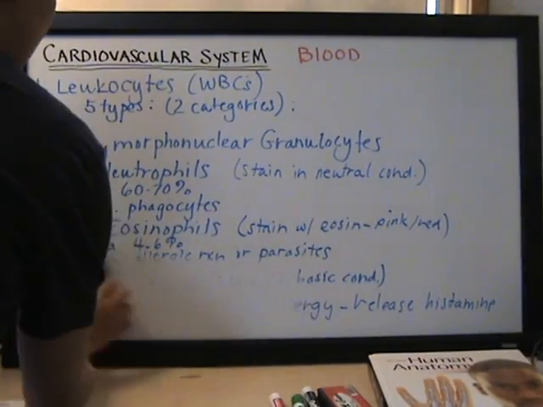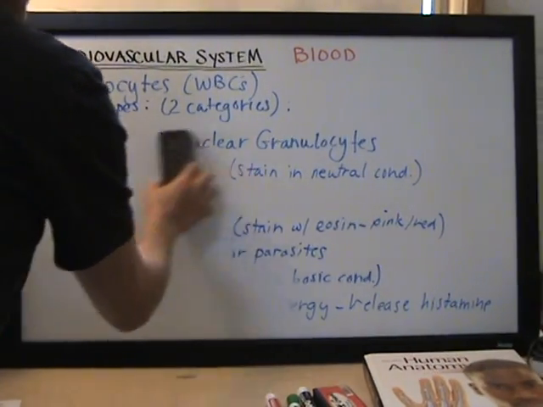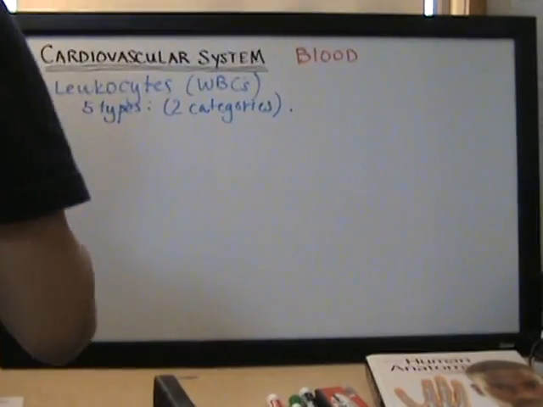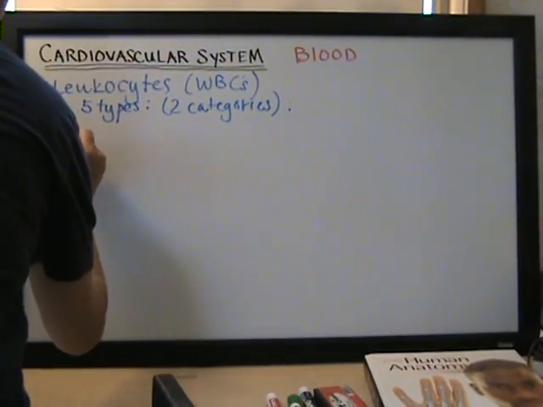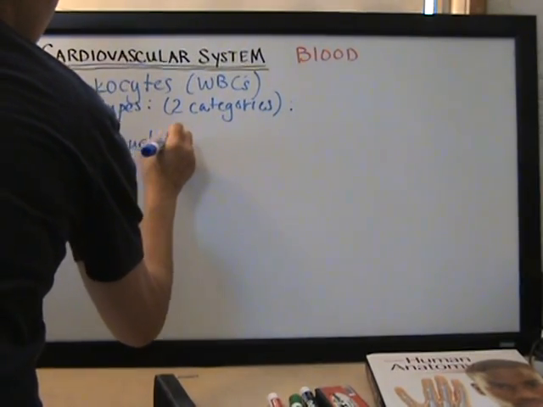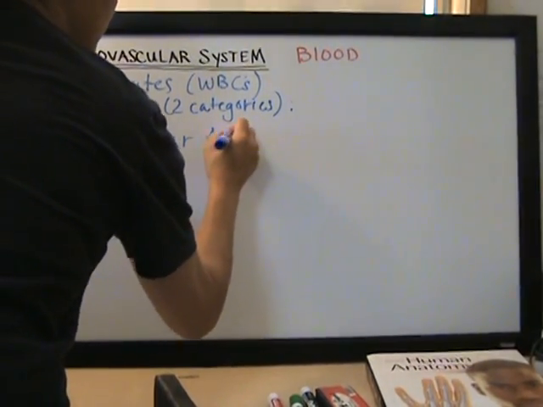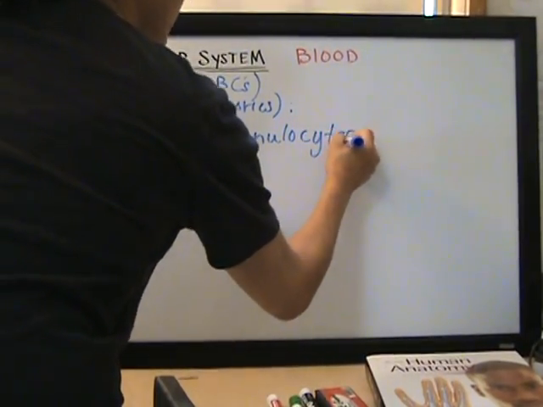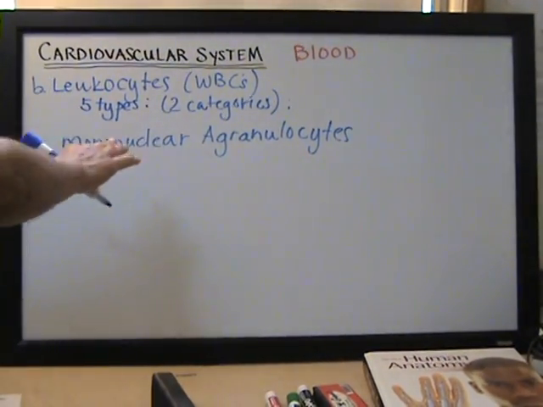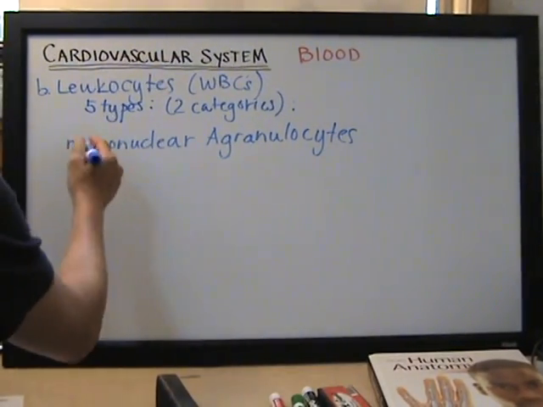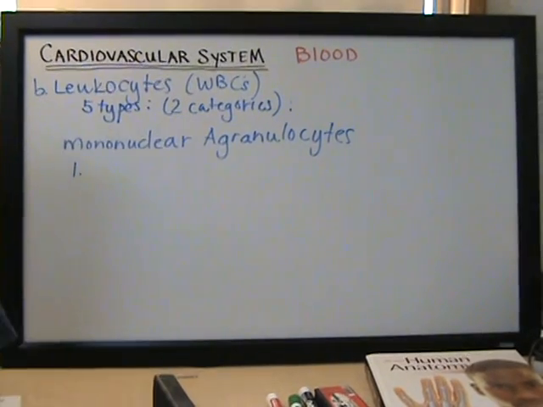Let's go ahead and take a look at the next category of leukocytes, and these are the mononuclear granulocytes. What does that tell us? It tells you that the nucleus is not a weird shape. It's got one regular nucleus and it does not have granules. So there are two types of mononuclear cells.